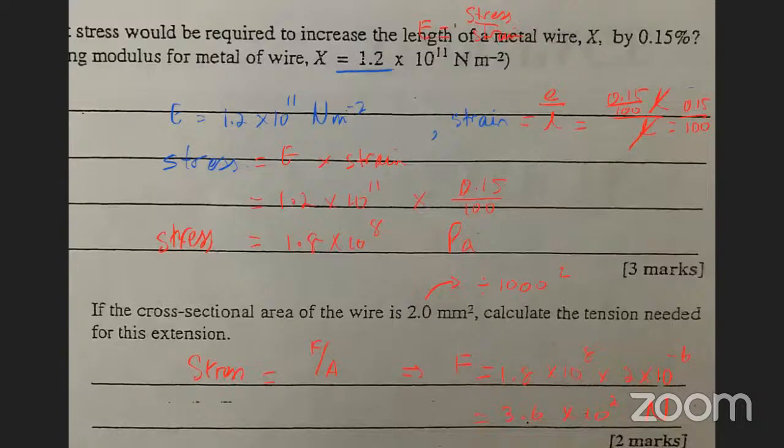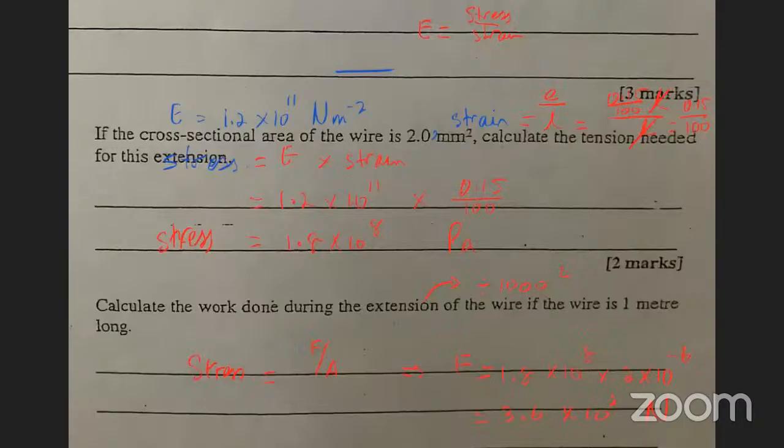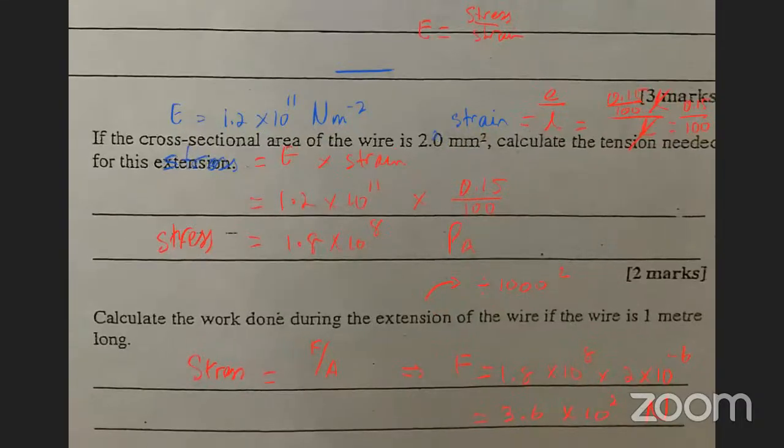All right, next part. Calculate the work done if the wire is 1 meter long. I just worked it out from my head there, so that's why I didn't write it down. So that could work. Last part. Calculate the work done if the wire is 1 meter long. Very good. Strain energy. So you're finding the strain energy.